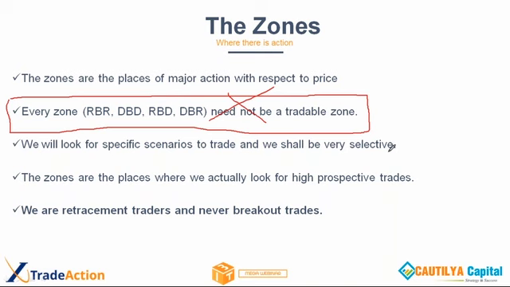The zones are places where we actually look for high prospective trades. Zones are the levels of action. Where are the zones? All the basis locations are typical zones. And remember, we are retracement traders. We are never breakout traders. We never take a trade on breakout. We will always look for retracement of the price to the level where we want to trade. So most price action traders always wait for the levels to happen.